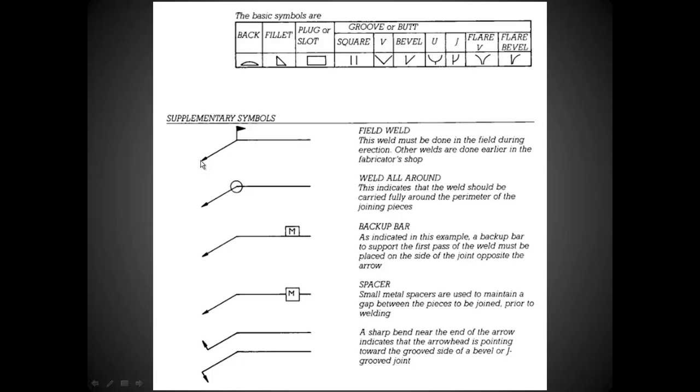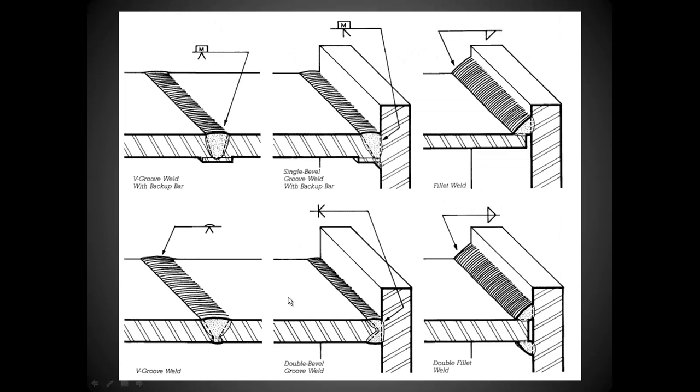You're going to point to an object on the drawing with this arrow. This flag means it's going to be welded in the field. And then out here would be your designations for fillet weld or whatever. This circle at the joint indicates weld all around, and that could be combined with the field weld. You could have a flag and a circle. The M indicates a backup bar. The M inside the line indicates a spacer.